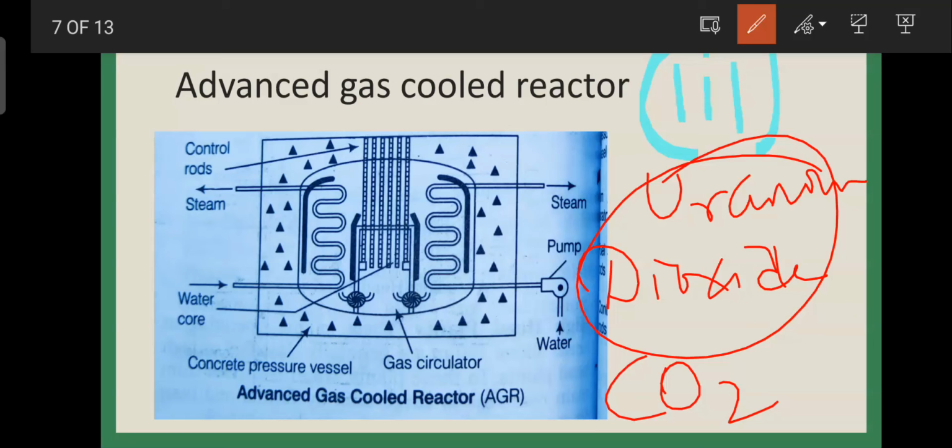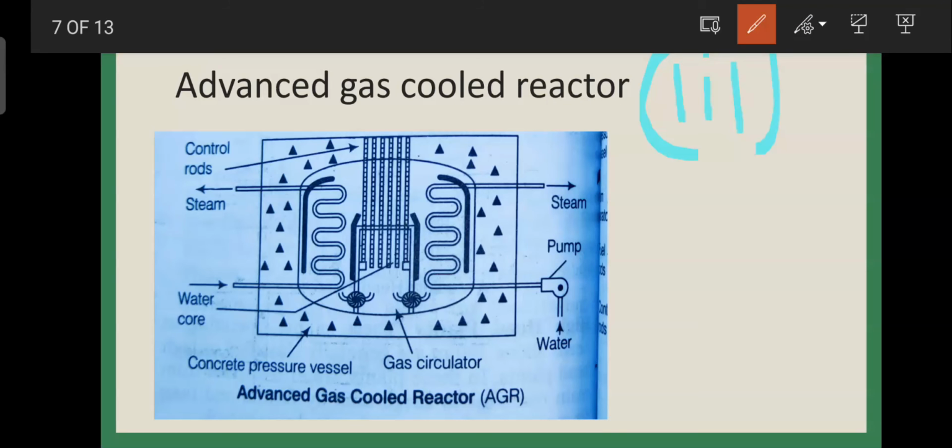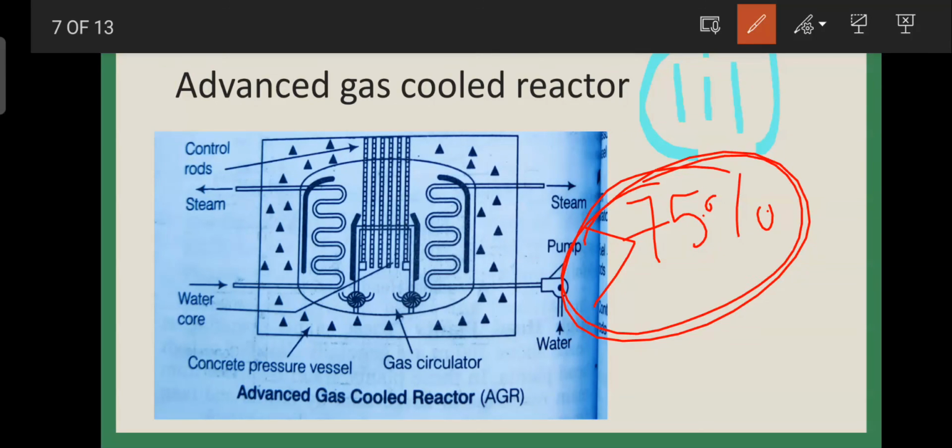carbon dioxide is used, CO2. For our coolant, CO2 is used, and hydrogen is also used for our moderator. So for moderator, hydrogen gas is used, and a gas cooled reactor is economical when the load factor is more than 70%. Okay, remember that one also.